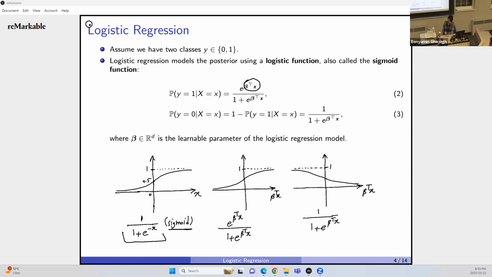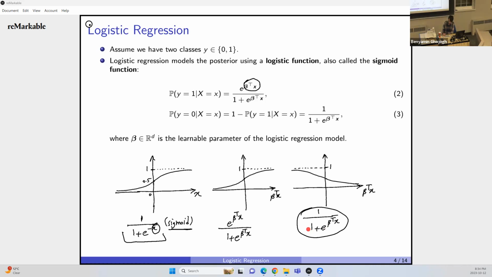Now, do you agree that rather than x, I can put anything, such as Benjamin, right? 1 over 1 plus e to the power minus Benjamin. Now, rather than Benjamin, put minus beta transpose x. So instead of Benjamin or x, put minus beta transpose x. Therefore, you will get this, right? 1 over 1 plus e to the power of beta transpose x.